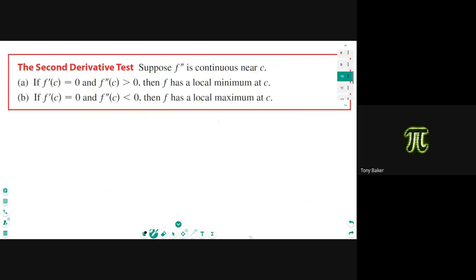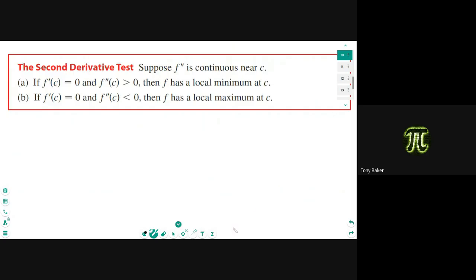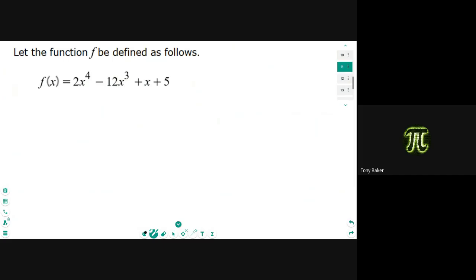I'll let you finish writing that down. They good? All right. Let's try concavity.